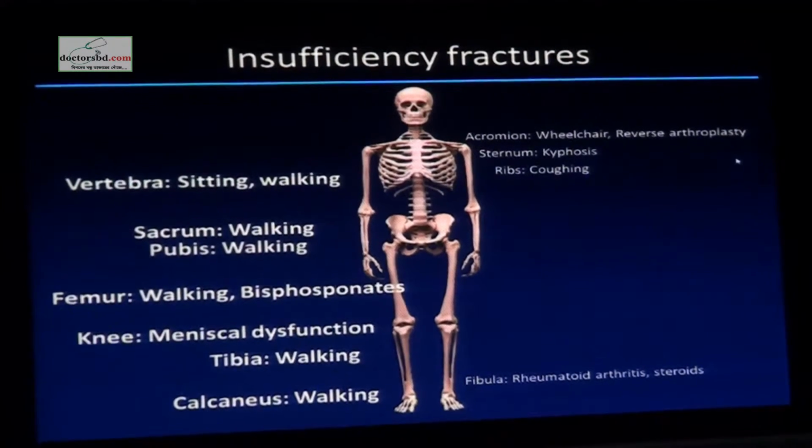Insufficiency fractures tend to involve the axial skeleton and the lower extremity. They are uncommon in the upper extremity. And the common causes I have listed here with the activities that are related to them.